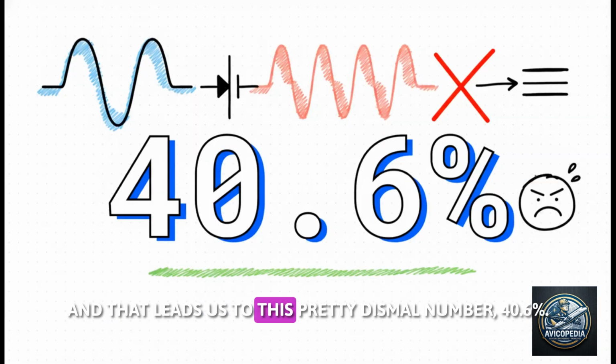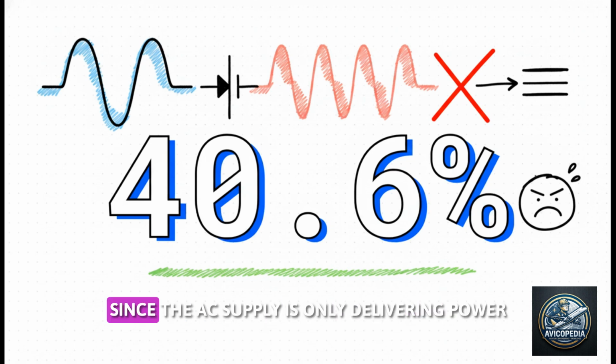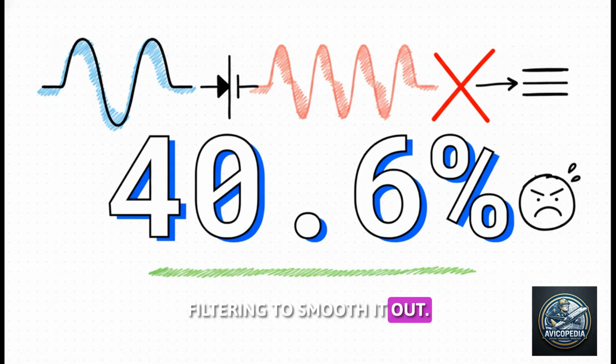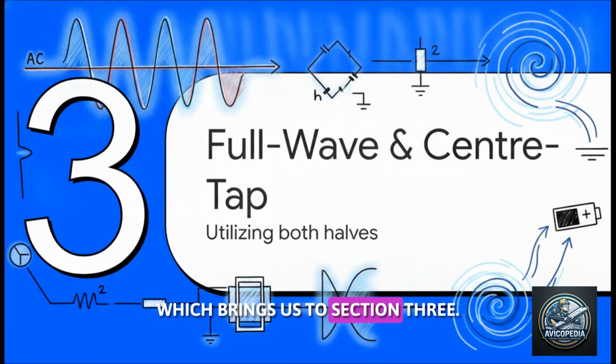And that leads us to this pretty dismal number, 40.6%. That is the absolute maximum efficiency of a half-wave rectifier. Since the AC supply is only delivering power half the time, most of your AC power simply isn't converting to DC. Plus, the output is highly pulsating, which means you'd need elaborate filtering to smooth it out. We can definitely do better than this. Which brings us to section 3, full wave and center tap.